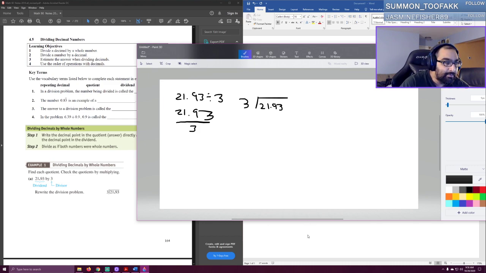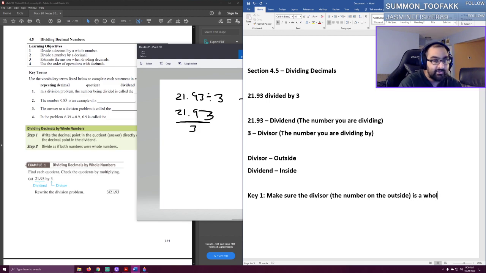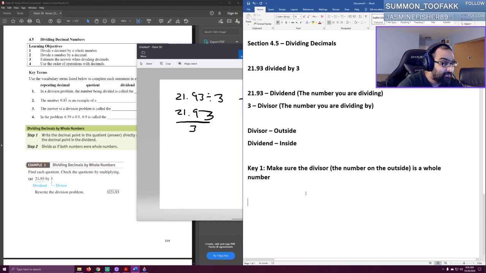Now, the important part is something we talked about earlier in this chapter. When we talked about adding and subtracting, we talked about lining up the decimals. In this case, that's going to happen as well. The key is going to be two things. Key number one, we're going to make sure the divisor, the number on the outside, is a whole number.